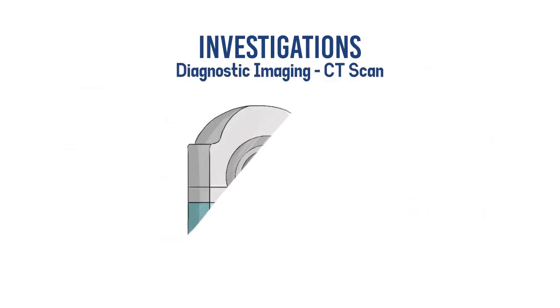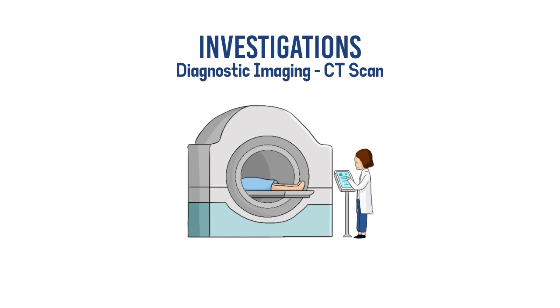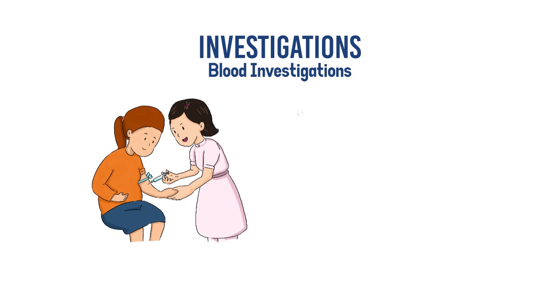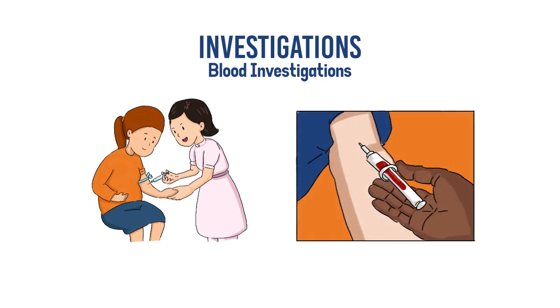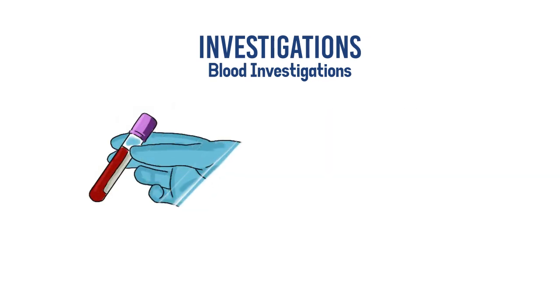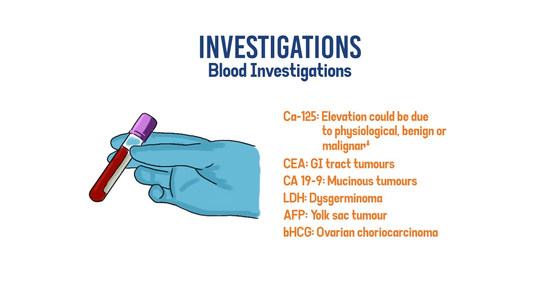CT scan is conducted if malignancy is strongly suspected, as it can help to assess for the presence of metastasis or lymph node involvement. If a malignant ovarian mass is suspected, serum tumor markers may be of some value in the initial assessment. However, they are neither very sensitive nor specific and should only be used as a guide to management. The following are the markers and what they can signify.